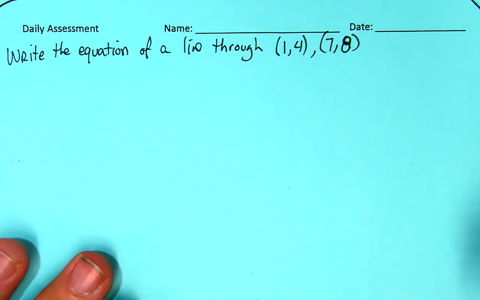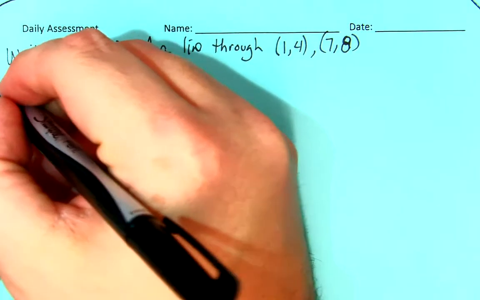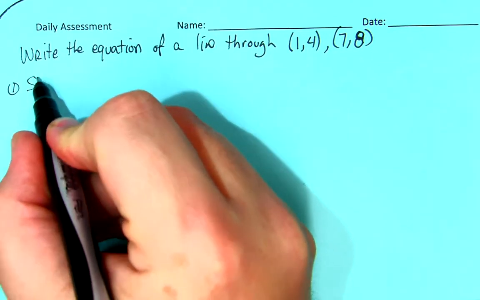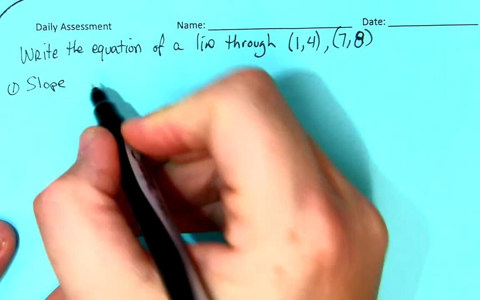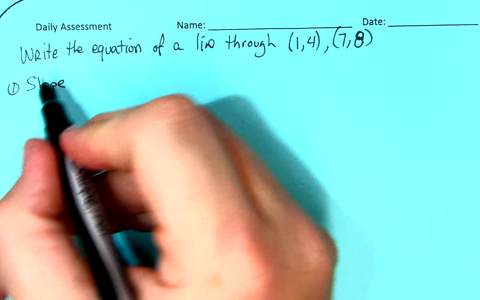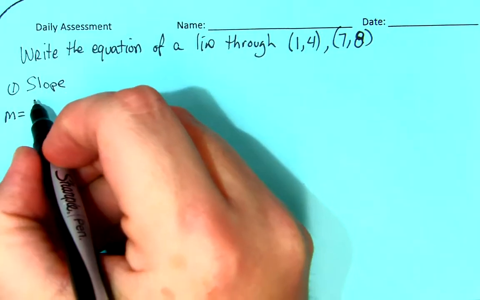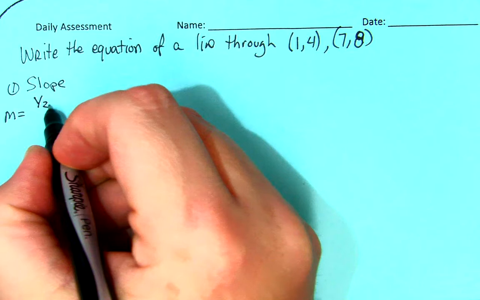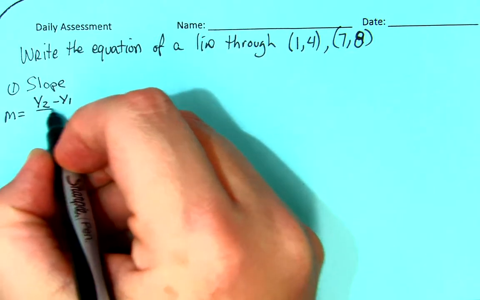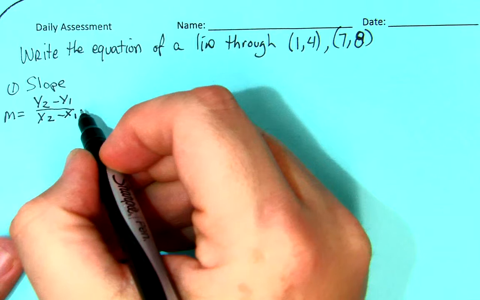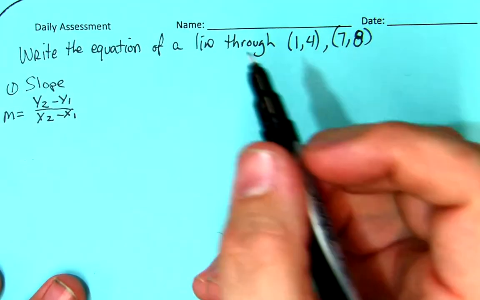To write the equation of a line through 2 points, the first thing you need is a slope. So you can calculate the slope in 2 ways. One, you can use the equation m is y2 minus y1 over x2 minus x1. So basically you have to decide the points.